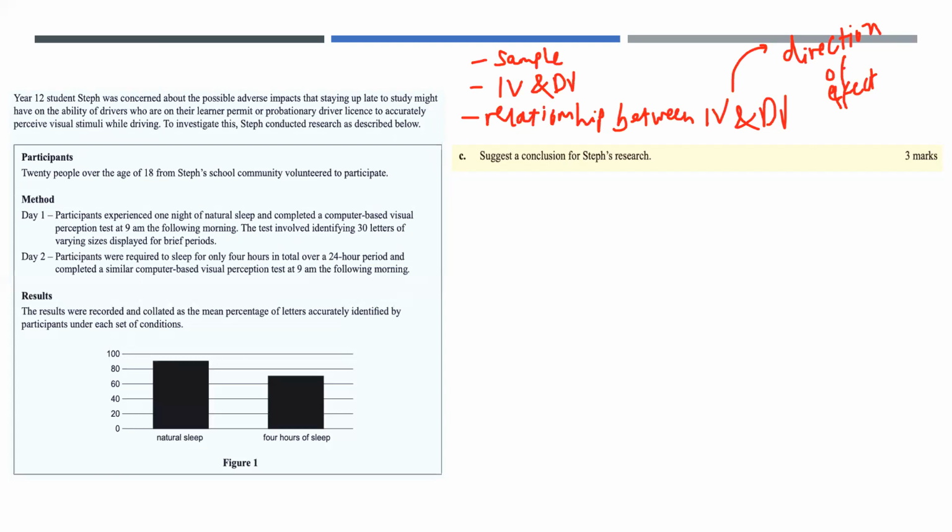And remember, these 3 things that I've included, we actually looked at when we marked your research posters as well: whether you included the sample, whether you included the IV and DV, and whether you included the relationship between the IV and DV. And whenever VCAA asks you to write a conclusion in the exam, you must make reference to these 3 things. That's why conclusions are almost always worth 3 marks, because there are 3 things that VCAA are looking for in those questions.